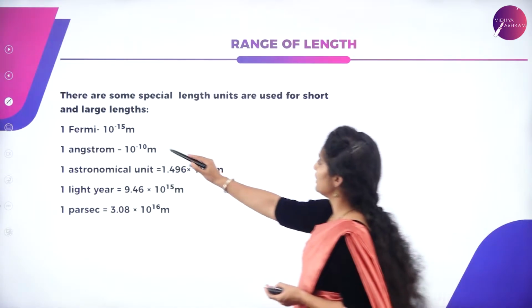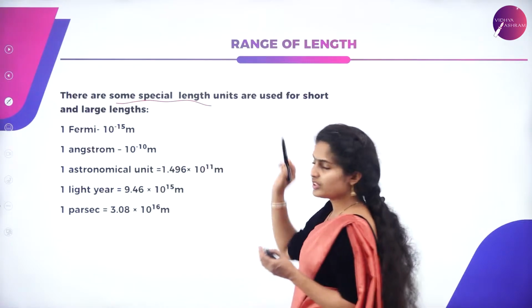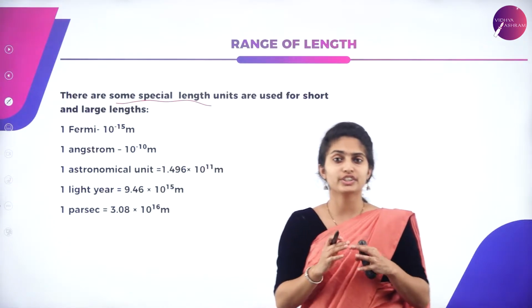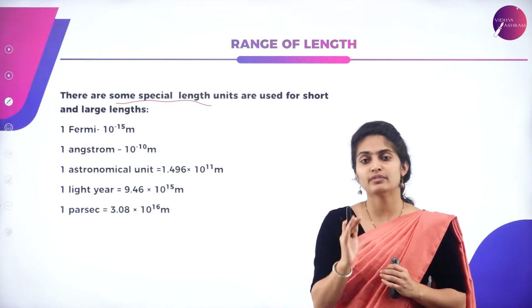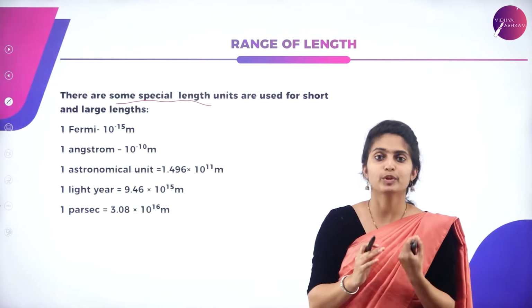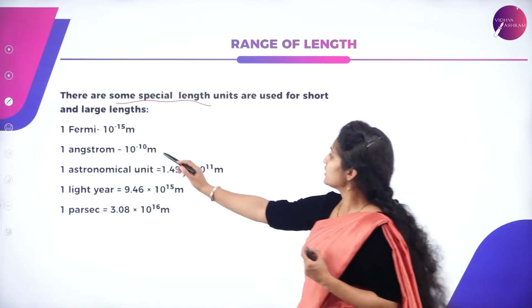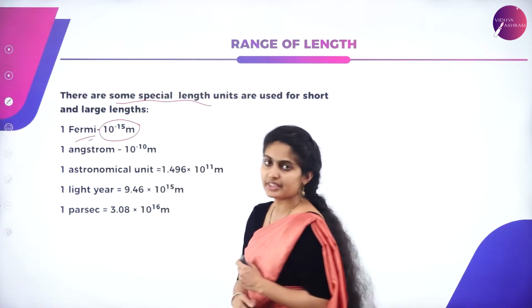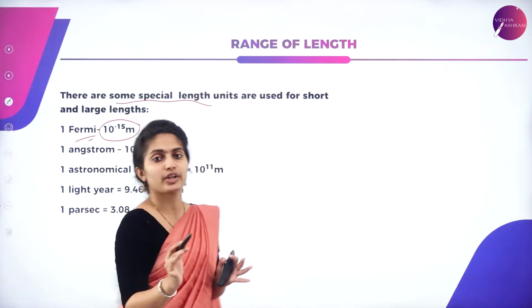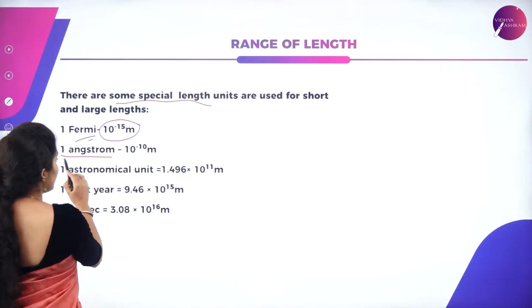That is, some special lengths have certain sets of names. Instead of calling it 10 raised to so and so magnitude, there is a name to be called in short. For example, for 10 to the power of minus 15 meter, you can call it 1 Fermi. 10 to the power of minus 10 meter, you can call it 1 angstrom.